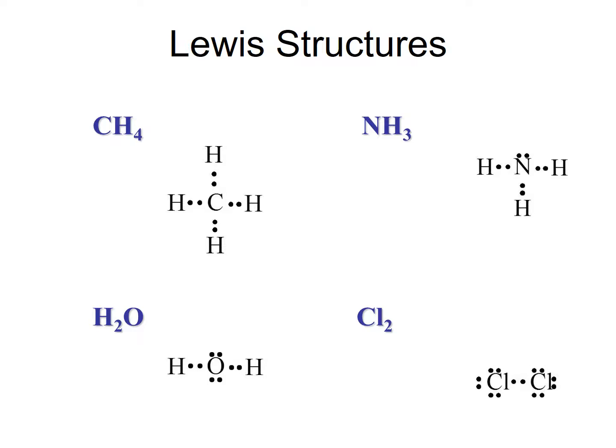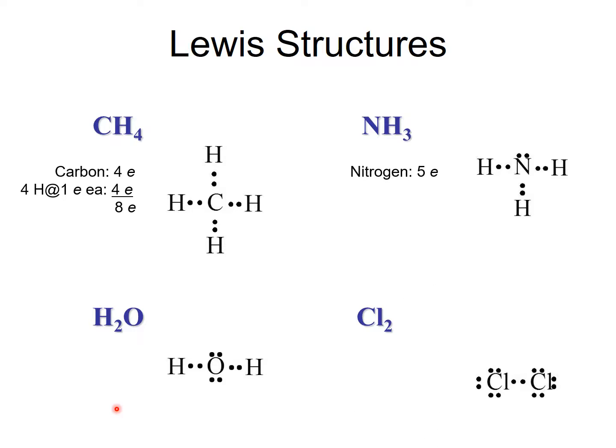Okay, so here are a bunch of lowest dot structures for the molecules methane, ammonia, water, and chlorine. So here's our electron count for the methane. We already did the methane. 4 electrons because carbon is in group 4, hydrogen is in group 1, but there are 4 hydrogens. So that gives us a grand total of 8 electrons.